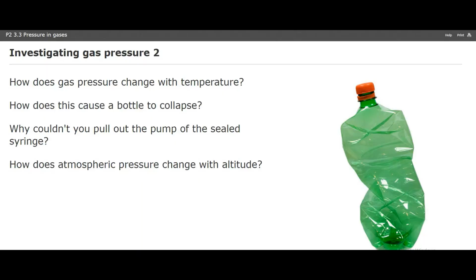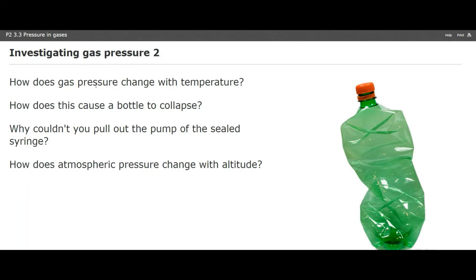Okay, so having watched the demonstration for the collapsing bottle, here are some questions we can ask ourselves. How does gas pressure change with temperature? How does this cause a bottle to collapse? Why couldn't you pull out the pump of the sealed syringe? And how does atmospheric pressure change with altitude? Okay, let's answer these questions then.